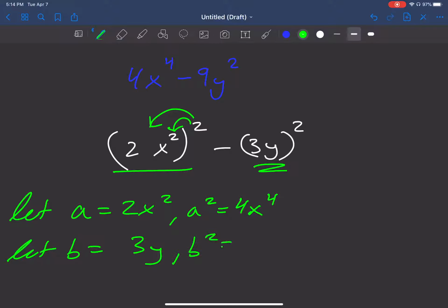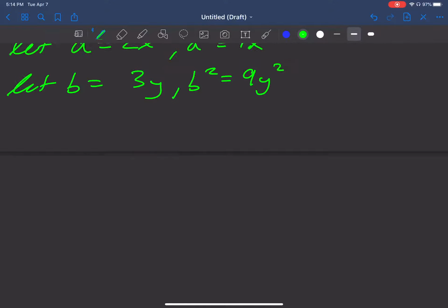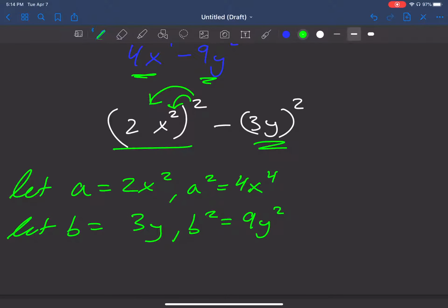Right? b squared is 9y squared. Well, that's exactly what you have here and here. So what does that mean? That means that this here in my green box is the same thing as saying a squared minus b squared.